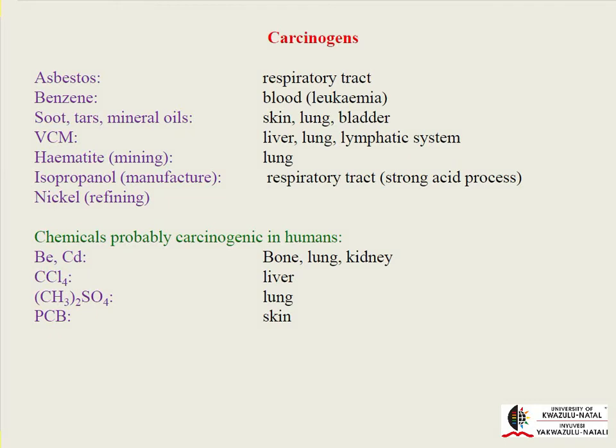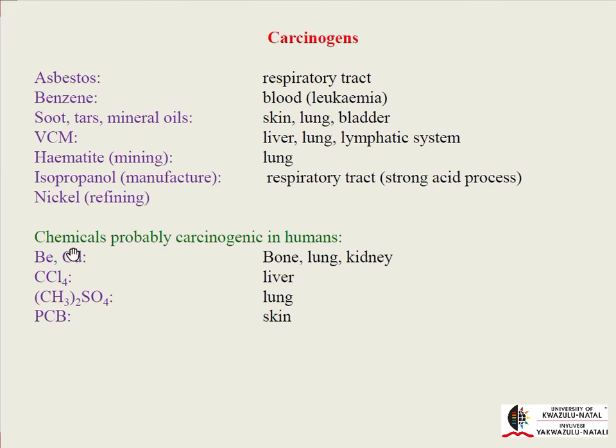Okay, and then we have carcinogens. The common ones include asbestos, benzene, VCM, okay, in your polymer industry, hematite in the mining industry, and also various others, so nickel, isopropanol. These are all common carcinogens that we work with in industry.